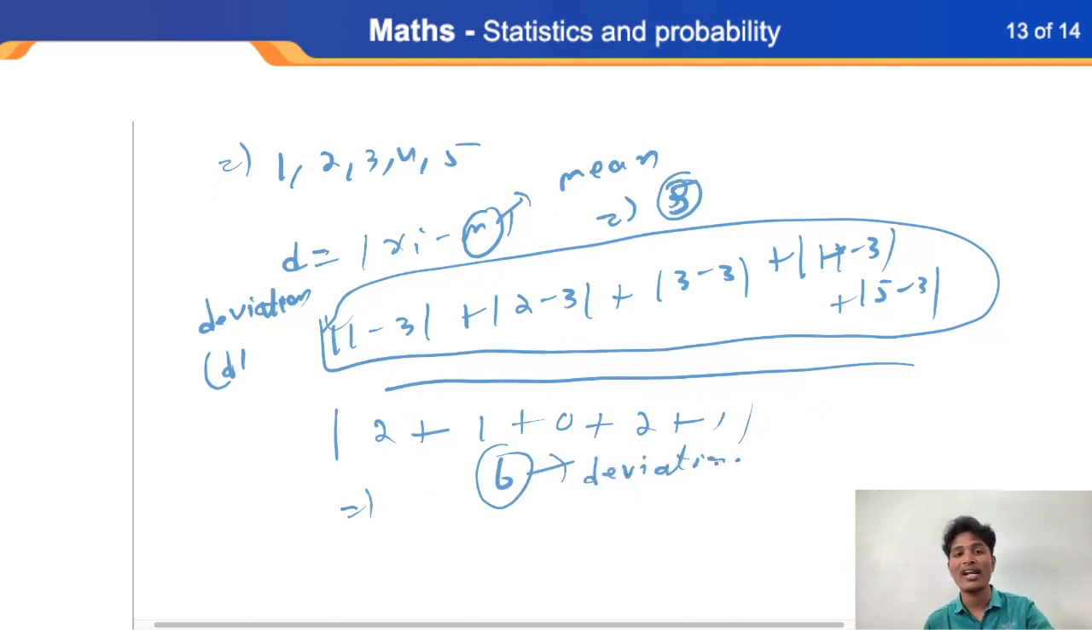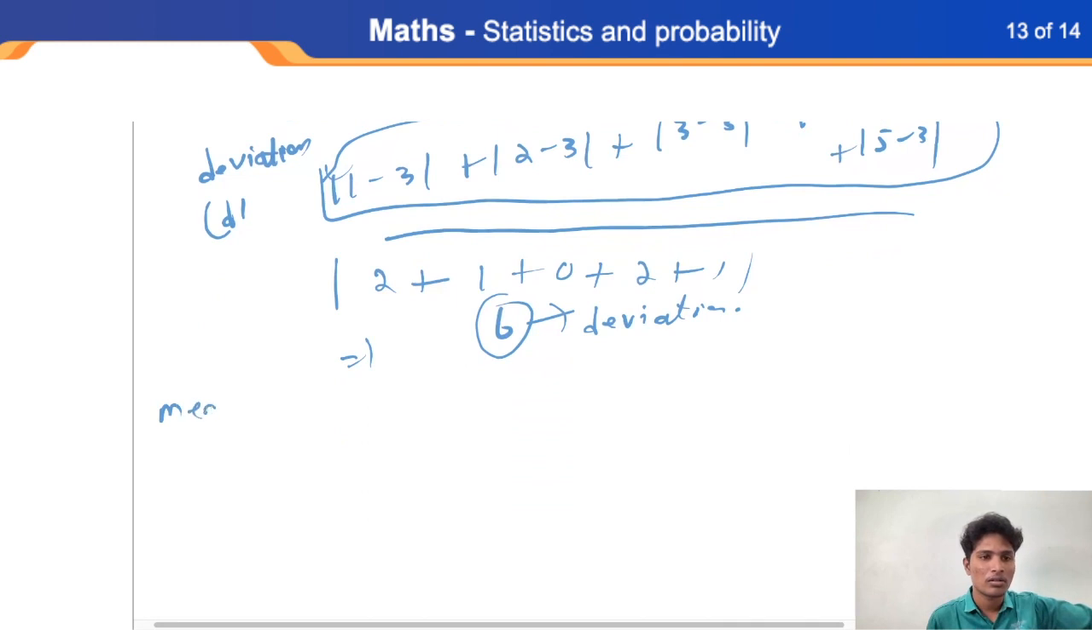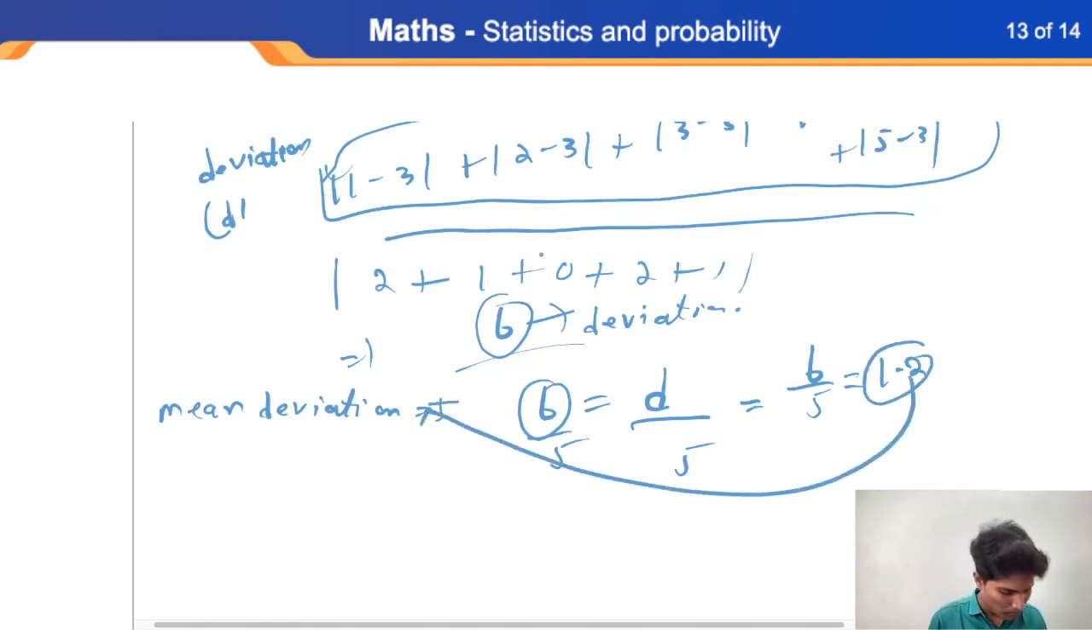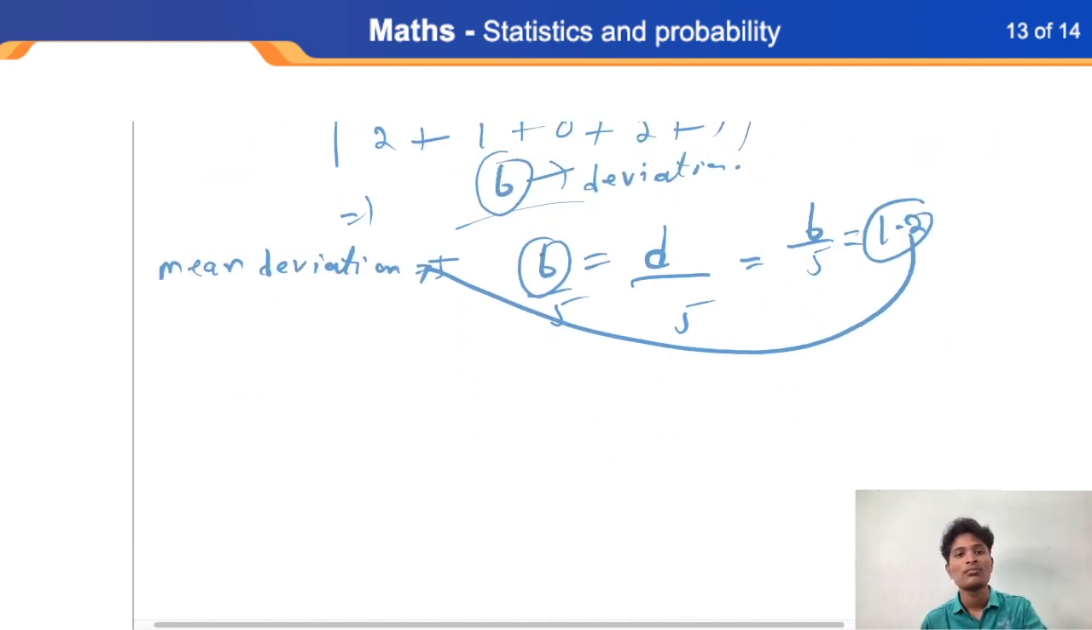Now I want to calculate the mean deviation. If I want to calculate the mean deviation, what do we have to do? We have to divide this value, that is the deviation value D, which is 6, by the number of observations. The number of observations here is 5. So 6 by 5 is the answer, that is 1.2 is the mean deviation. Yes, this is called the mean deviation.